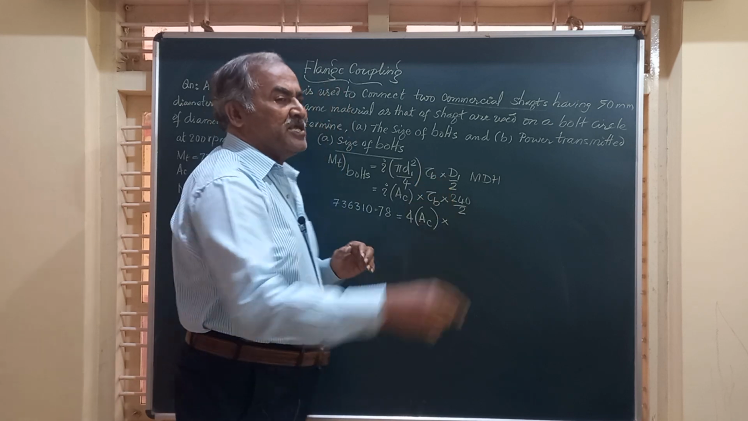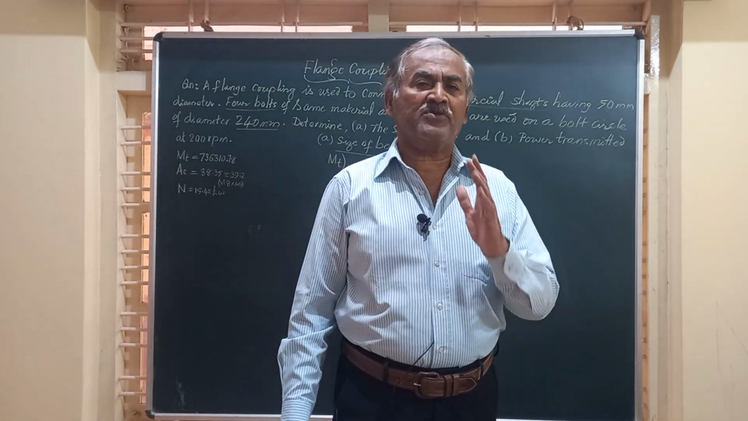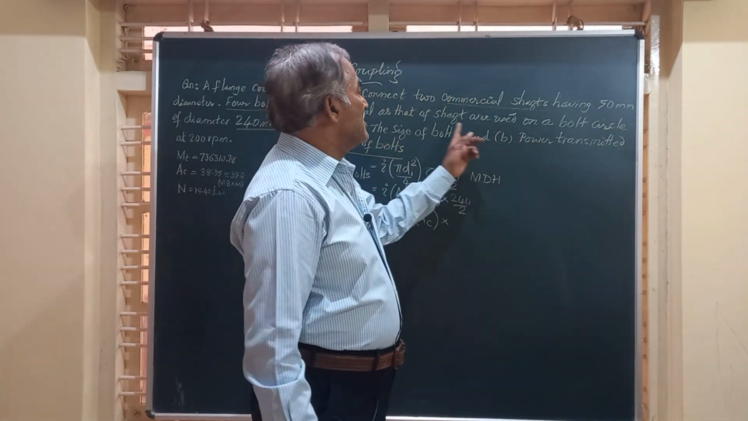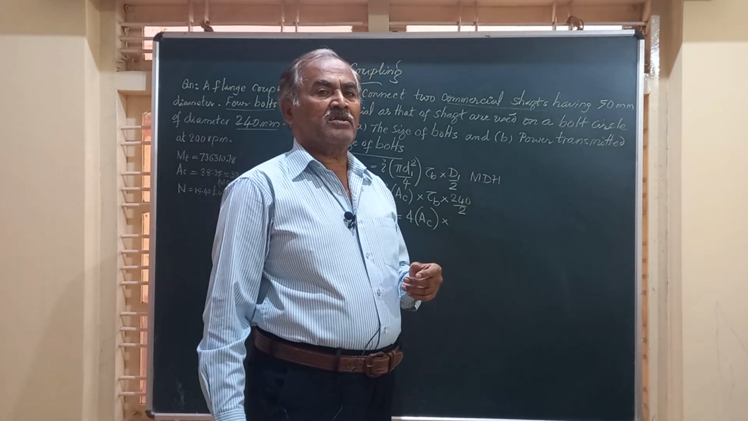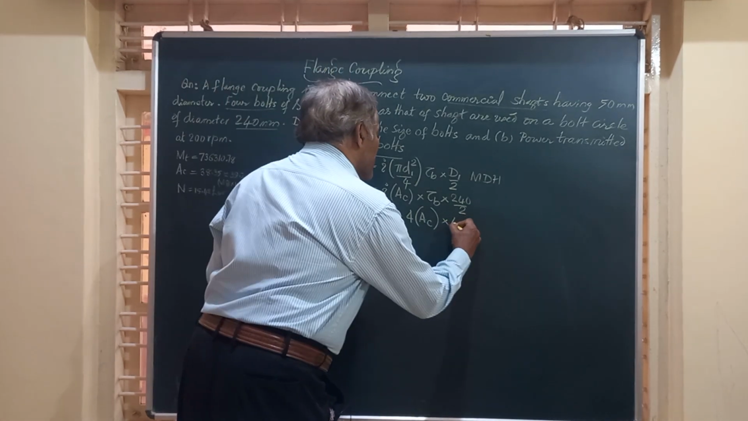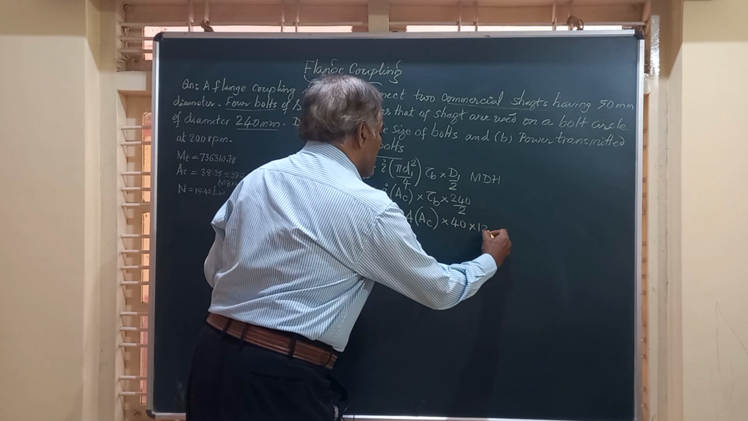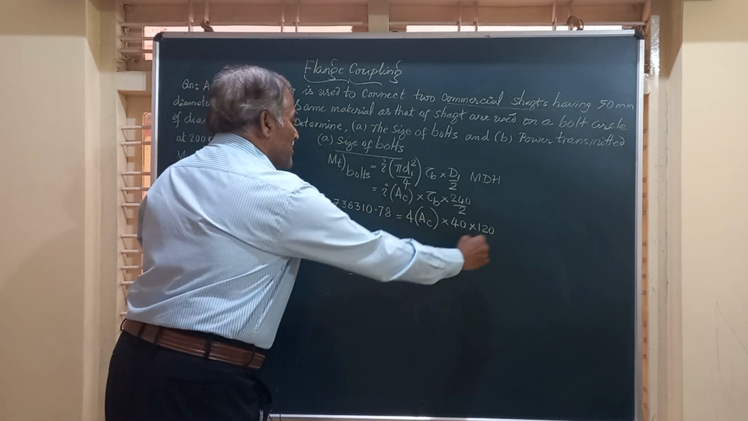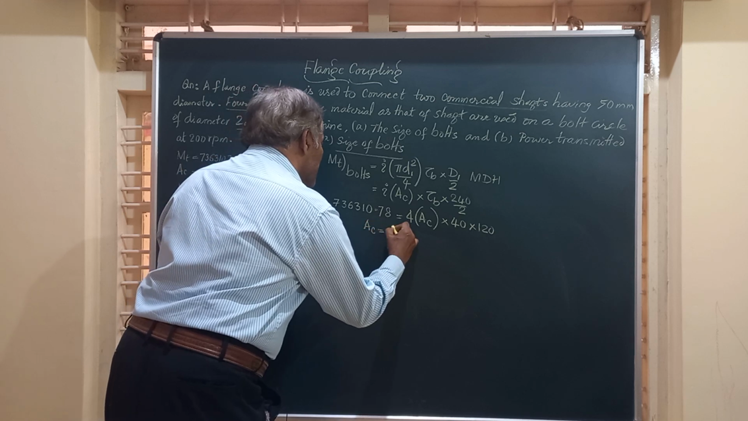Then comes tau b. Tau b stands for the shear stress for the material of the bolt, and it has been given that the shaft and the bolts are made of the same material. So hence this also will have a shear stress value equal to 40 Newton per mm square. 240 by 2 is 120. Friends, we have got all the values and we will be able to find out what is Ac.